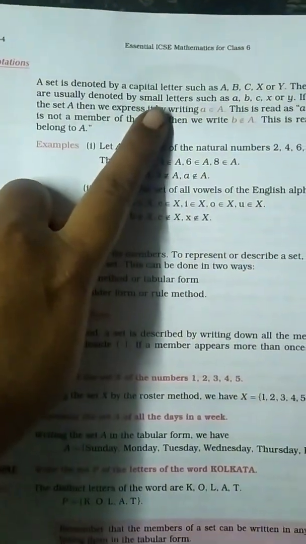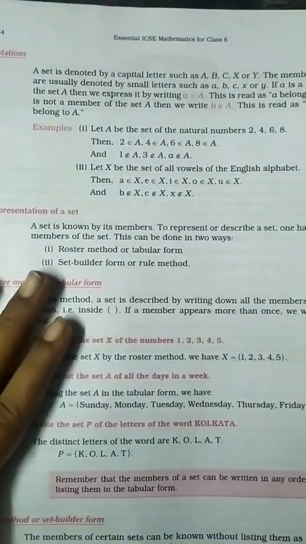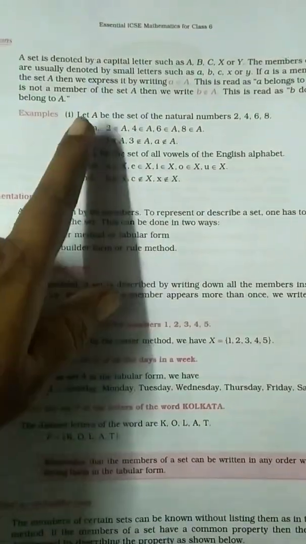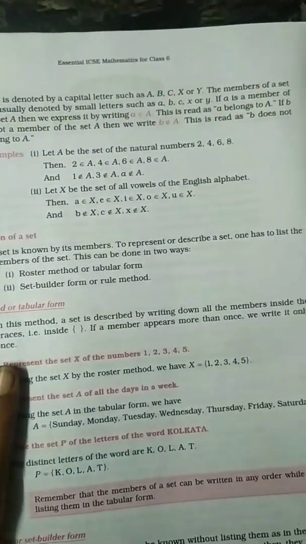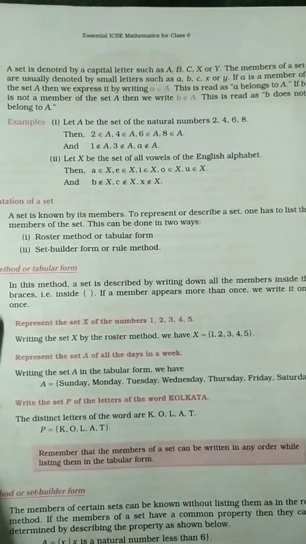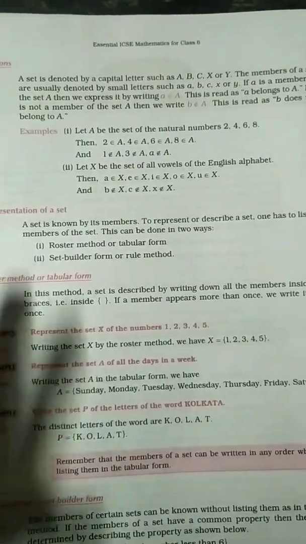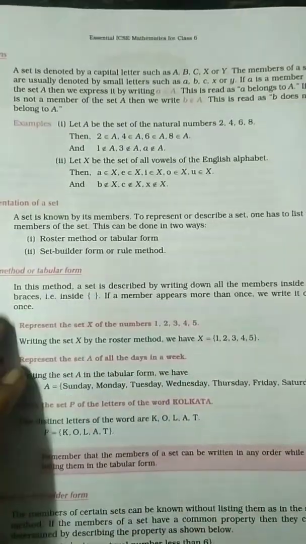Notation: a set is denoted by the cap letters such as A, B, C, X or Y. So a set can be defined only by the cap letters. See, let A be the set, let X be the set, like that. Only by the cap letter alphabets we can define the set. Members of the set are usually denoted by the small letters. So the members inside the set can be defined by the small letters.